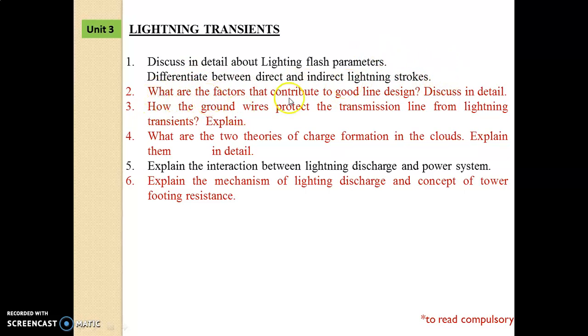Second one, what are the factors that contribute to good line design? Discuss in detail. Third one, how the ground wires protect the transmission line from lightning transients, explain. Fourth, what are the 2 theories of charge formation in the clouds? Explain them in detail. Fifth one, explain the interaction between lightning discharge and power system. And the last one, explain the mechanism of lightning discharge and the concept of tower footing resistance. So red color questions are compulsory to read.